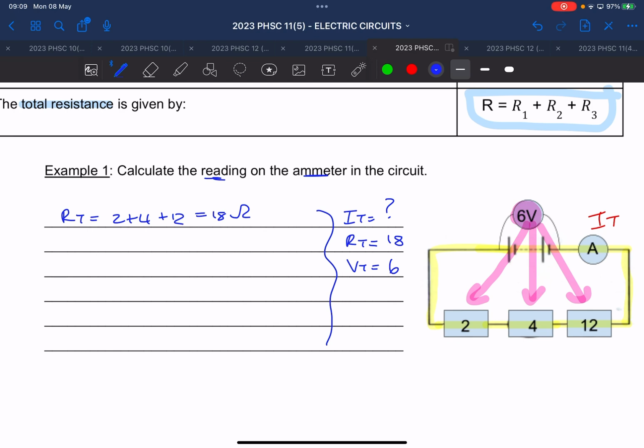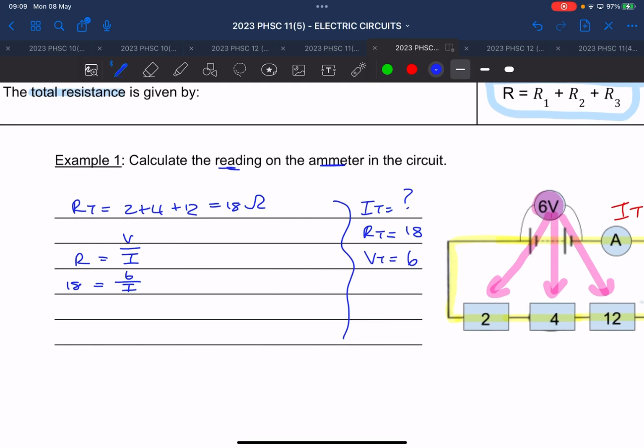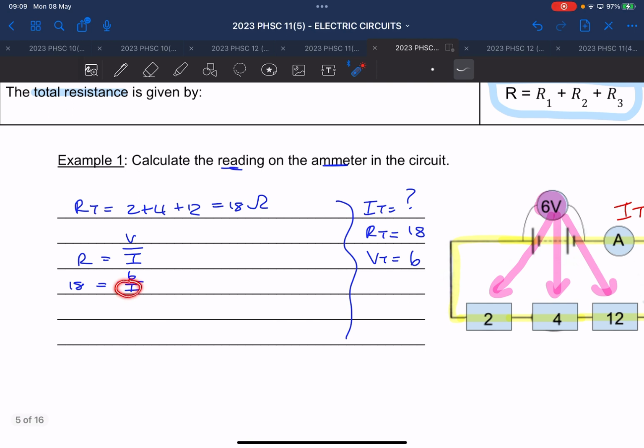Then we want the current, so I start with Ohm's law. That is Ohm's law. Now, this is a formula on your data sheet, so you write it down exactly like it is on your data sheet. I think that's the thing I say the most in this class, and still some of you don't do it. The total resistance is 18. The total volts is 6, and we want the current. Now we see the current is at the bottom of the equation. We don't like it there. What are we going to do?